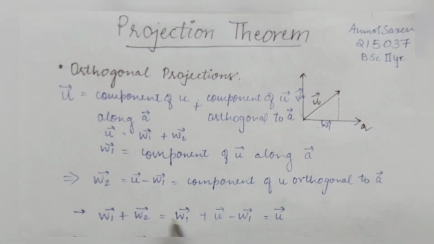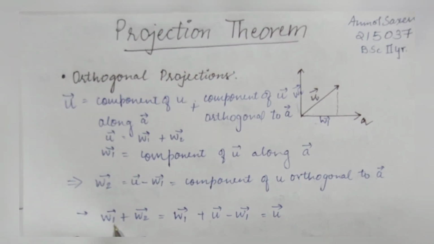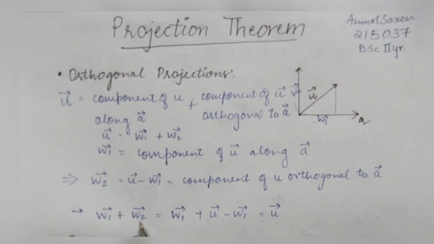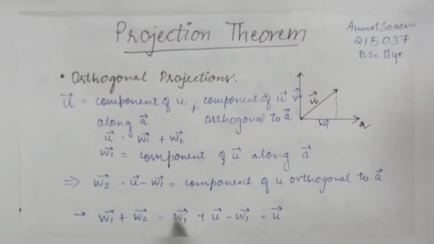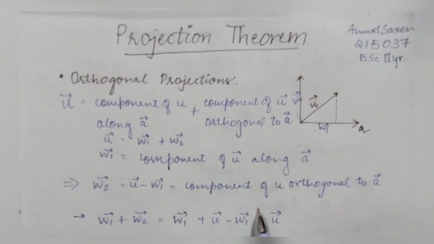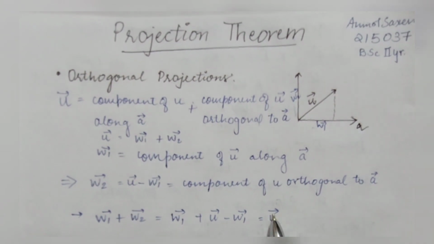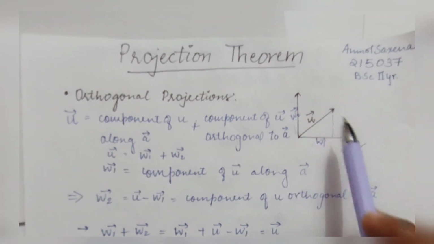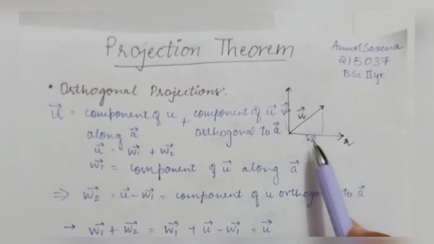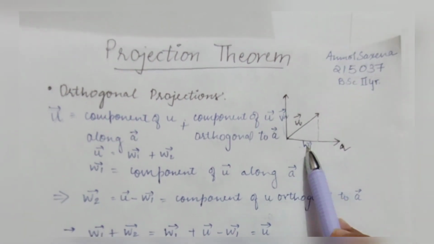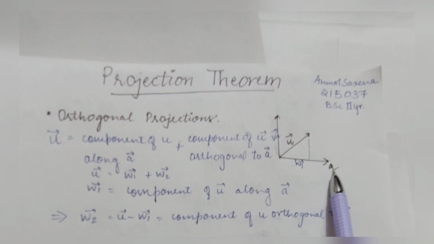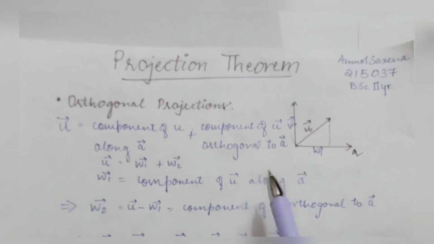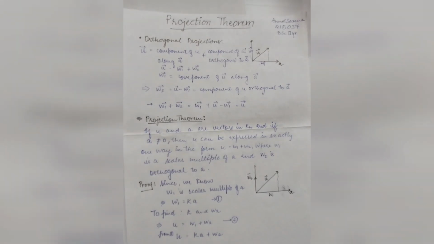From the above case, we can write w1 vector and w2 vector as a sum of u vector. By putting all these values, we get w1 cancelled out, and the remaining vector we get is u vector, which proves that u vector is the sum of two vectors which is along and perpendicular to a vector. So this is all about the orthogonal projection.